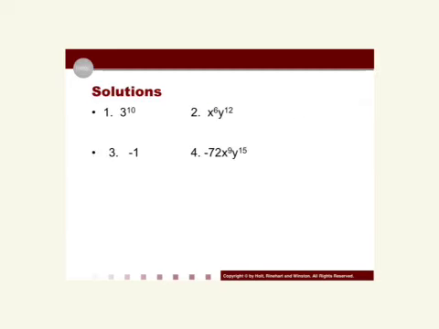Alright, here's the solutions. Number 1, you should have had 3 to the 10th power. Number 2 should be x to the 6th, y to the 12th. Number 3 should be negative 1. And number 4 should be negative 72, x to the 9th, y to the 15th.